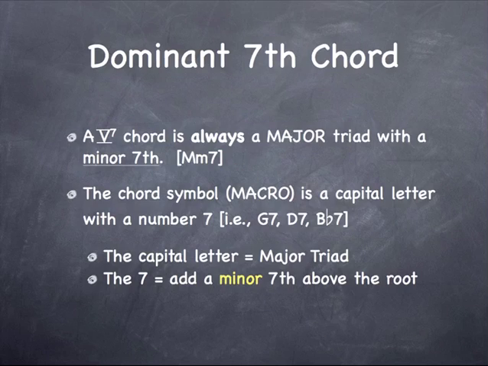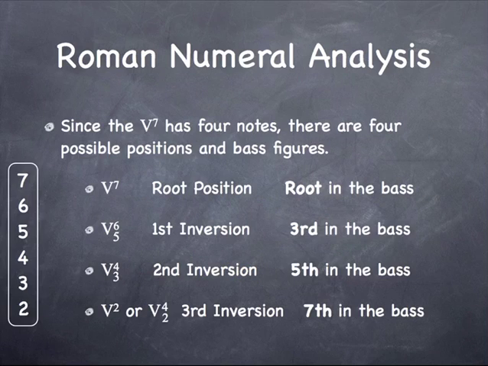The dominant seventh chord is defined as a major triad with a minor seventh. So the triad is a major chord, and then you add a minor seventh to it. In macro analysis, use a capital letter for the major triad and use just the number 7 to indicate there's a minor seventh above the root of the chord.